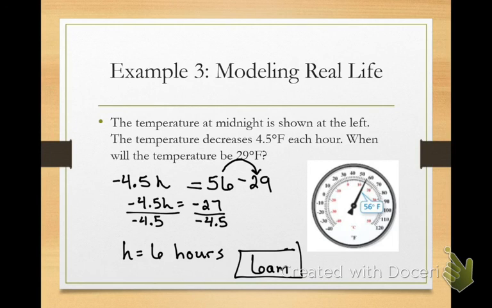Okay? Do you understand why we subtracted 56 minus 29? Because we had to figure out how many degrees it dropped. Now I can divide it by how much it's dropping per hour to see how many hours it would take. Guys, this stuff takes practice, okay? It just takes practice, but we'll get there. We'll get it. All right, that's everything you need to know for today's lesson.